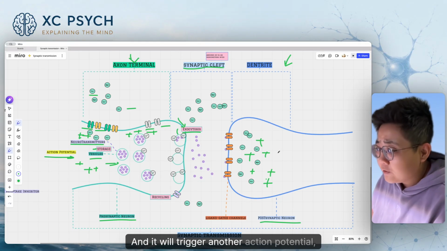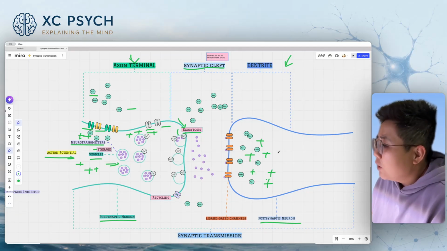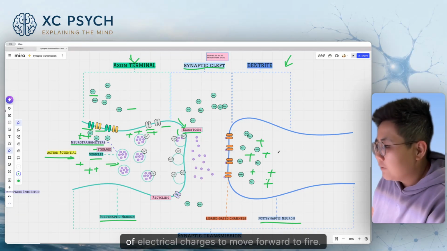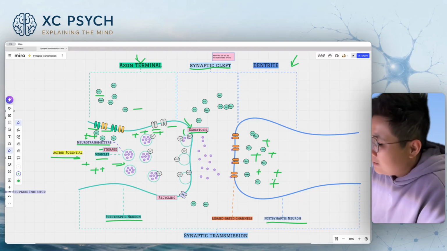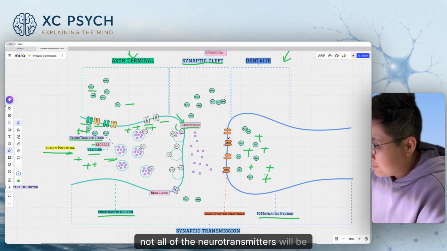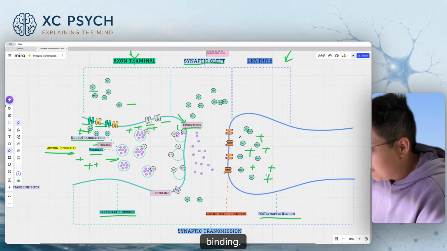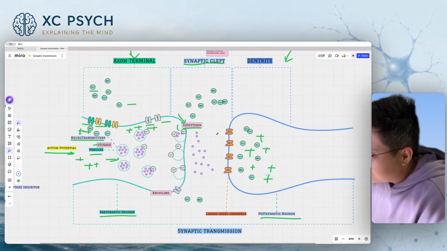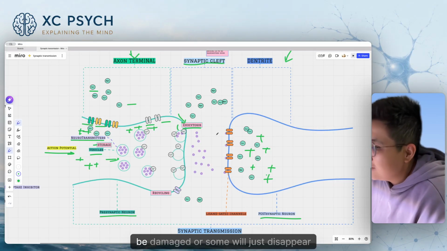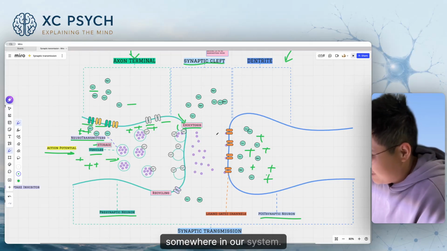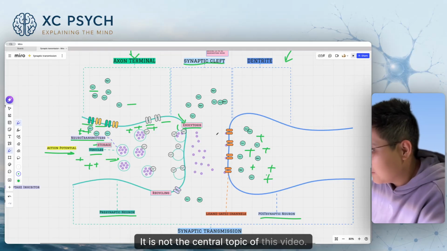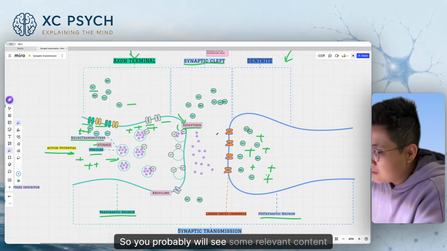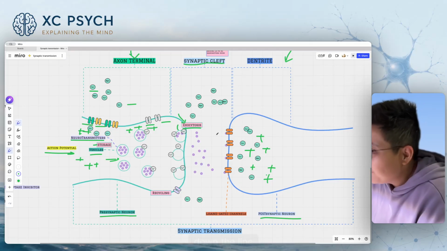And it will trigger another action potential, another series of waves of electrical charges to move forward, to fire. Now, not all of the neurotransmitters will be bonding, as I said before. Some, unfortunately, will be damaged, or some will just disappear somewhere in our system. And this process is called diffusion. It is not the central topic of this video, so you probably will see some relevant content down the line.